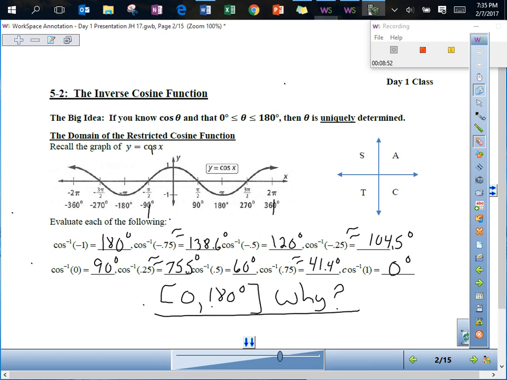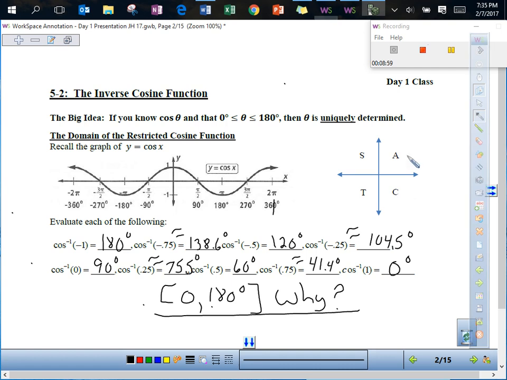I also want you to think about this. Think about All Students Take Calculus. All trig functions are positive in the first quadrant, only the sine in the second quadrant, only the tangent in the third quadrant, only the cosine in the fourth quadrant. Well, I got to include quadrant 1 because that's my positives. If I look over here, I can pick up the negatives. So there's my 2 quadrants that I want. I can't use quadrant 4 because then that would all be positive. So I want to include 0 to pi.